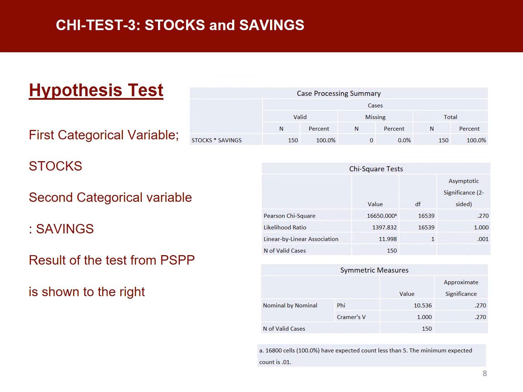As we go into our third chi-square test, stocks and savings: can we predict an individual's portfolio value by knowing their savings? In our first hypothesis test, the first categorical variable is stocks. The second categorical variable is savings. The results of the test in PSPP are shown on the right. As you can see, that's the categorical data.